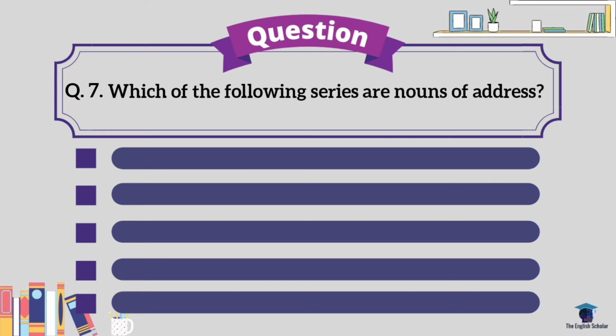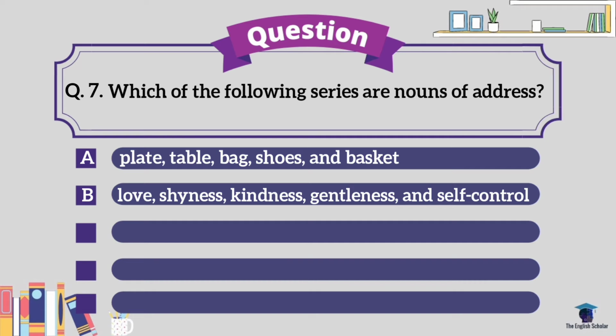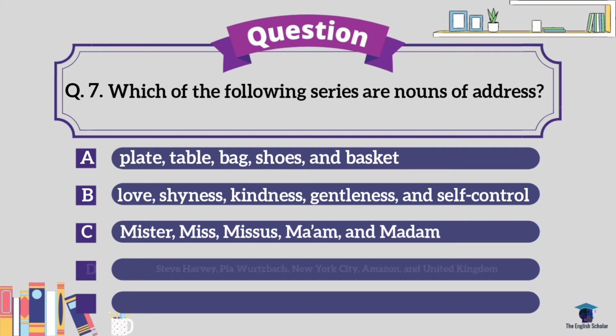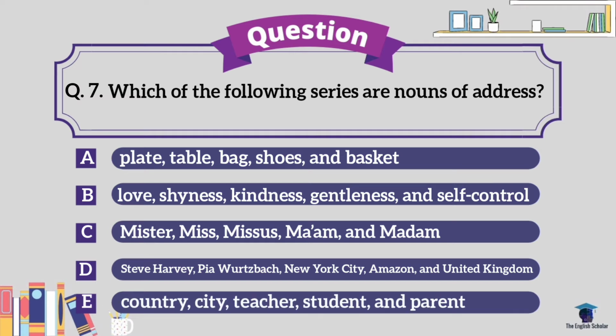7. Which of the following series are nouns of address? A. Plate, table, bag, shoes, and basket. B. Love, shyness, kindness, gentleness, and self-control. C. Mr., Miss, Mrs., Ma'am, and Madam. D. Steve Harvey, Pia Wurtzbach, New York City, Amazon, and United Kingdom. E. Country, city, teacher, student, and parent. Your 15 seconds starts now.